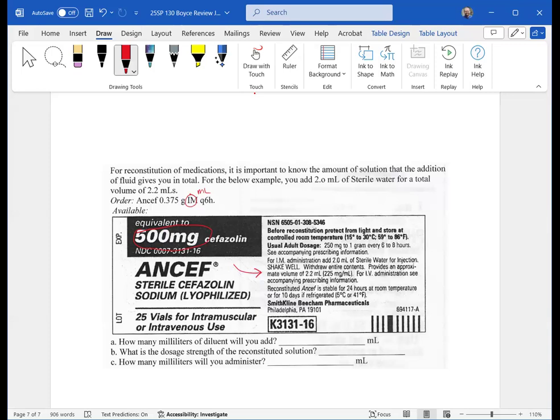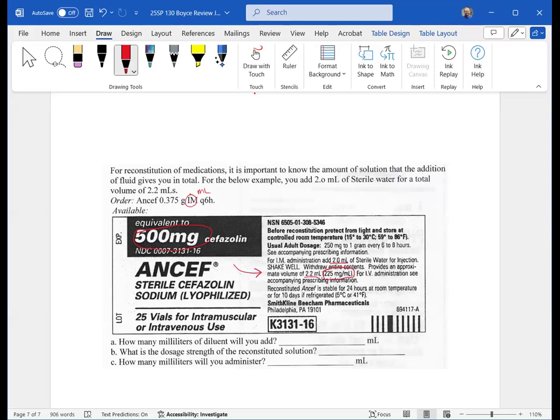So the label on the side tells you that if we're doing intramuscular, we need to add 2 milliliters of sterile water. And what that's going to do is give us an approximate total volume of 2.2 milliliters. So those are very helpful pieces of information. Definitely something we need to know. But what we're ultimately looking for is this here in the parentheses. That's the concentration of the medication and what you want to be using for your calculation. So that 225 milligrams per milliliter is what you're looking for.